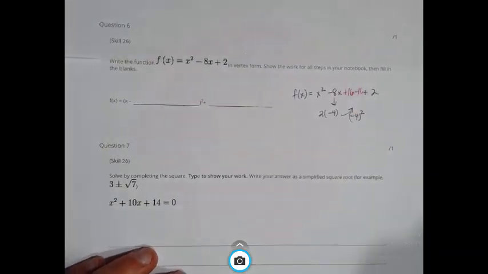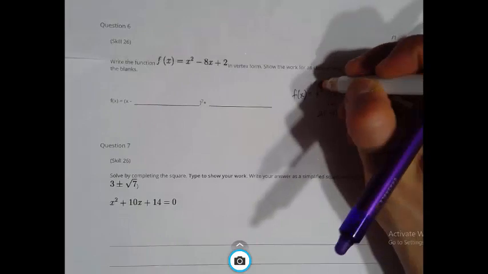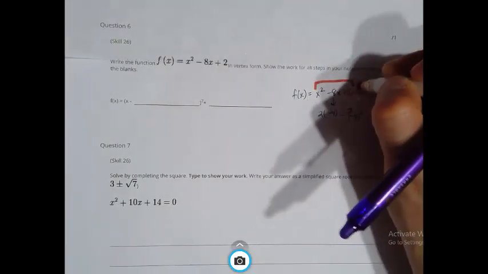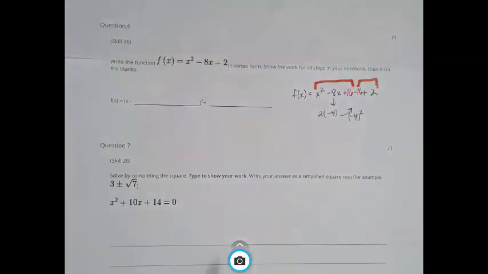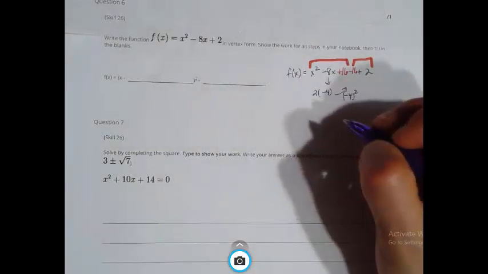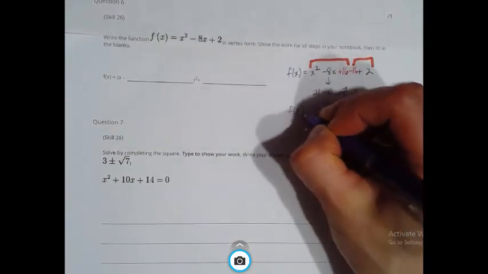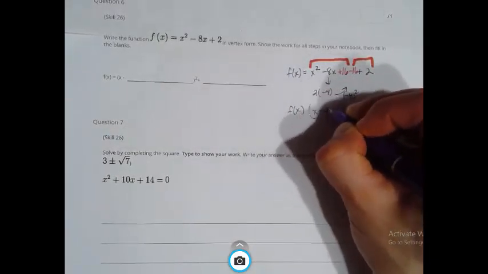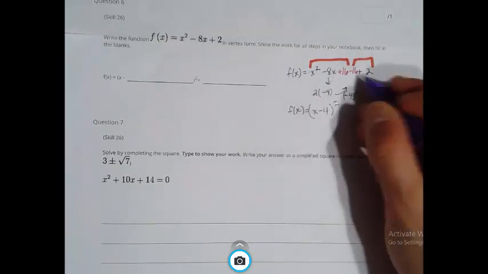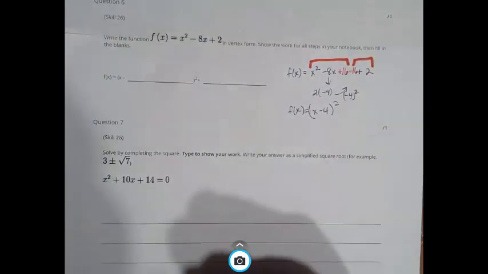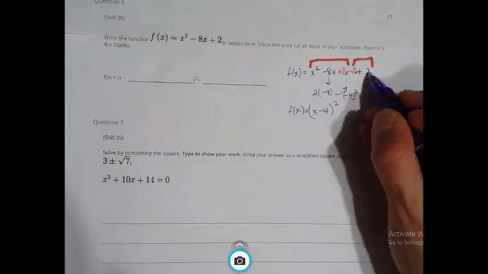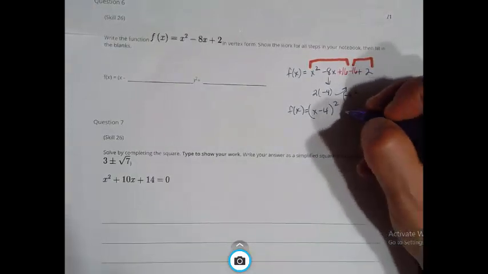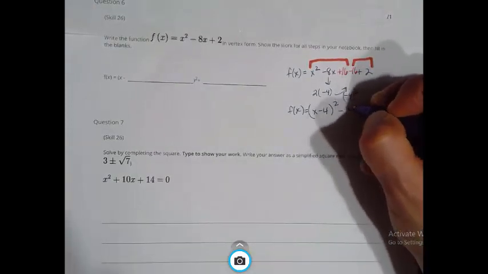So then remember, you kind of want to do this part together and this part together. Because this first part I can write as x minus 4 squared. And then here I've got negative 16 plus 2, and that's going to give me negative 14.